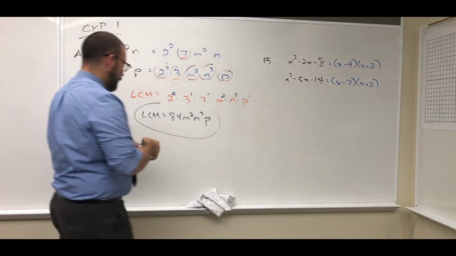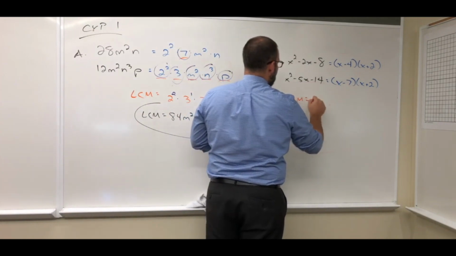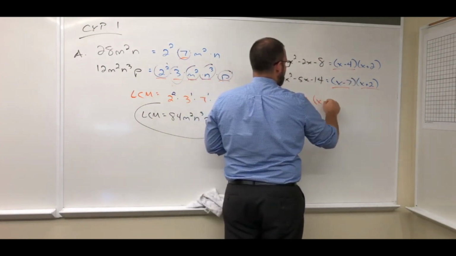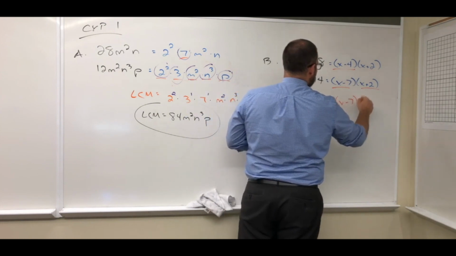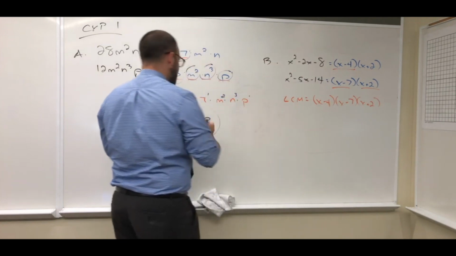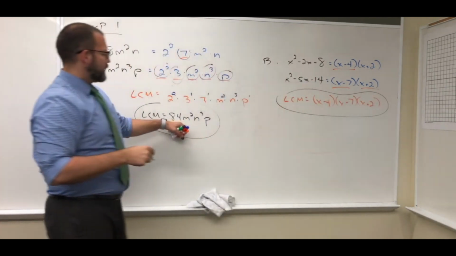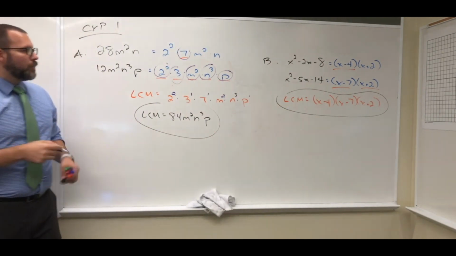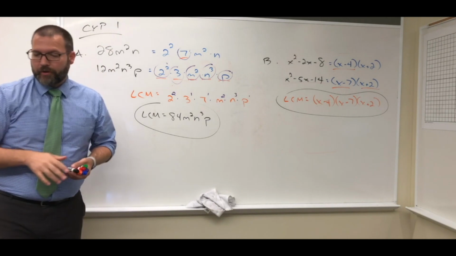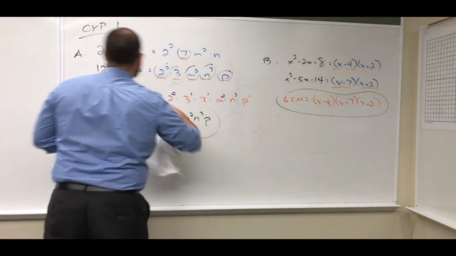And so our least common multiple is going to end up being the product of every binomial that we see. Looks like we're going to have x minus 4, x minus 7, and x plus 2. And that's that. We don't have to multiply that out. We did when it was easy with the monomials, but we can just leave it in that binomial form. So those are your answers for Check Your Progress 1A and 1B.